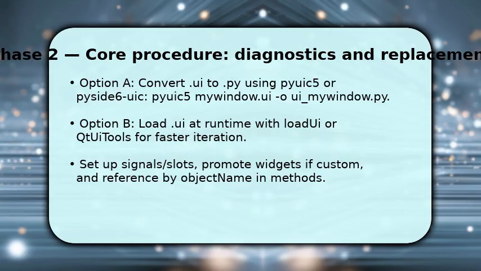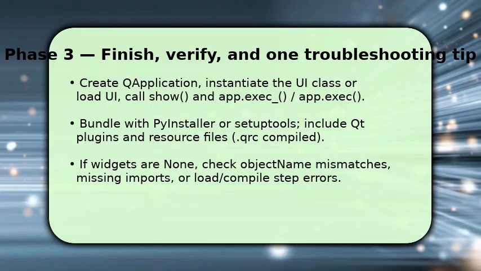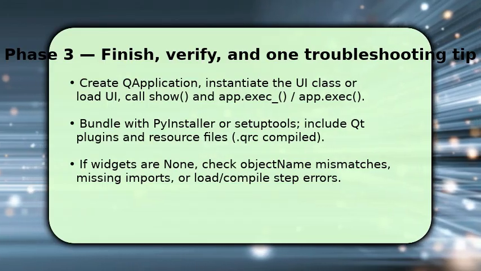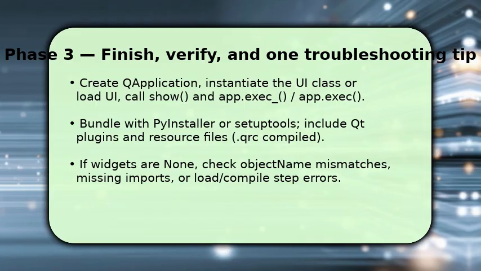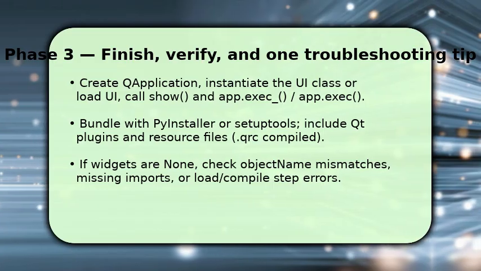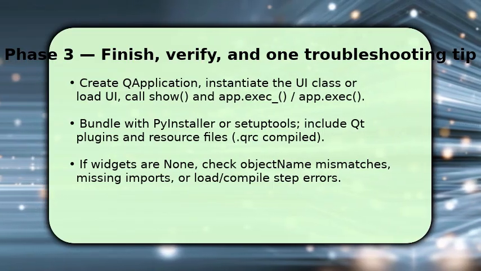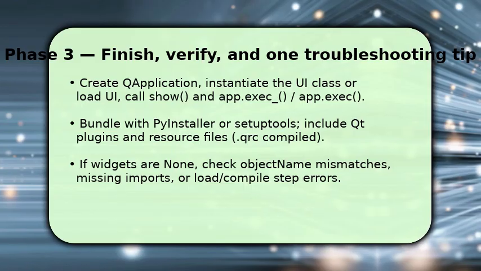Finish by integrating the UI into your application. Create a QApplication, instantiate the generated UI wrapper or load the UI, call show, and run app.exec. For distribution, use PyInstaller and include Qt plugins and compiled resources so the app runs on target machines. If something fails, reproduce the issue with a minimal script.